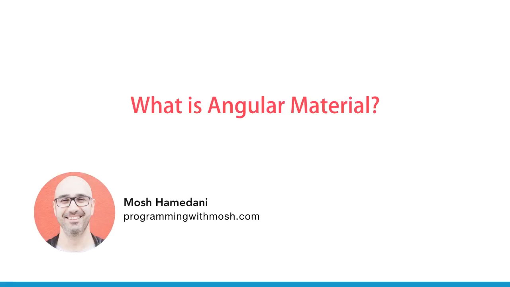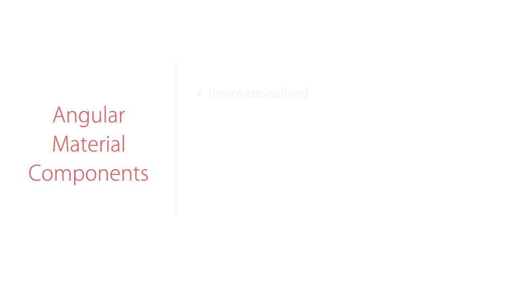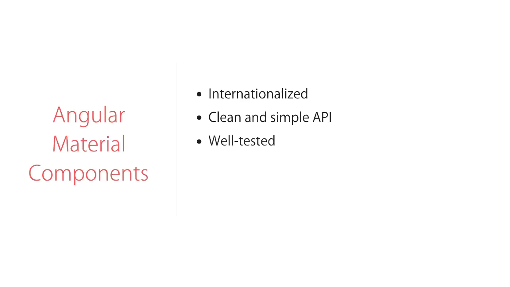So what is Angular Material? Angular Material is a library of reusable and high-quality UI components that are built with Angular and TypeScript. These components are internationalized, so users with different languages can use them. They have a clean and simple API. They're well tested with unit and integration tests. They're customizable, they're very fast and have minimal performance overhead, and they are well documented.